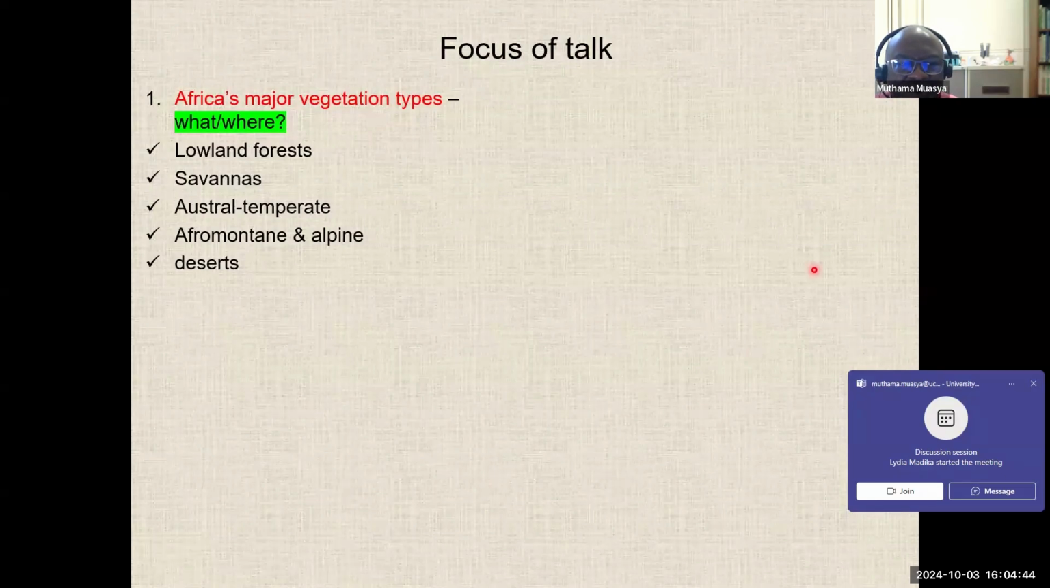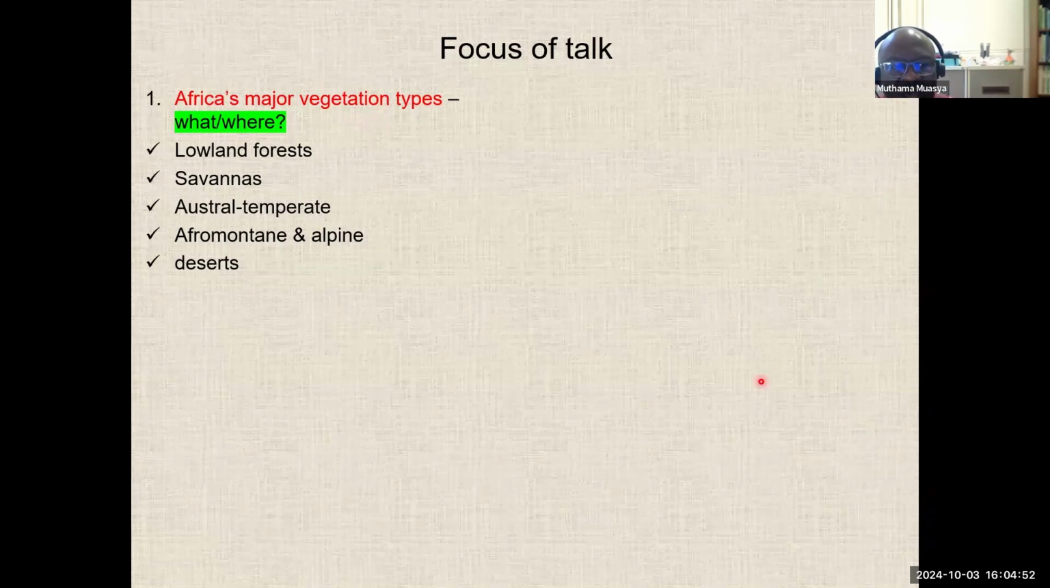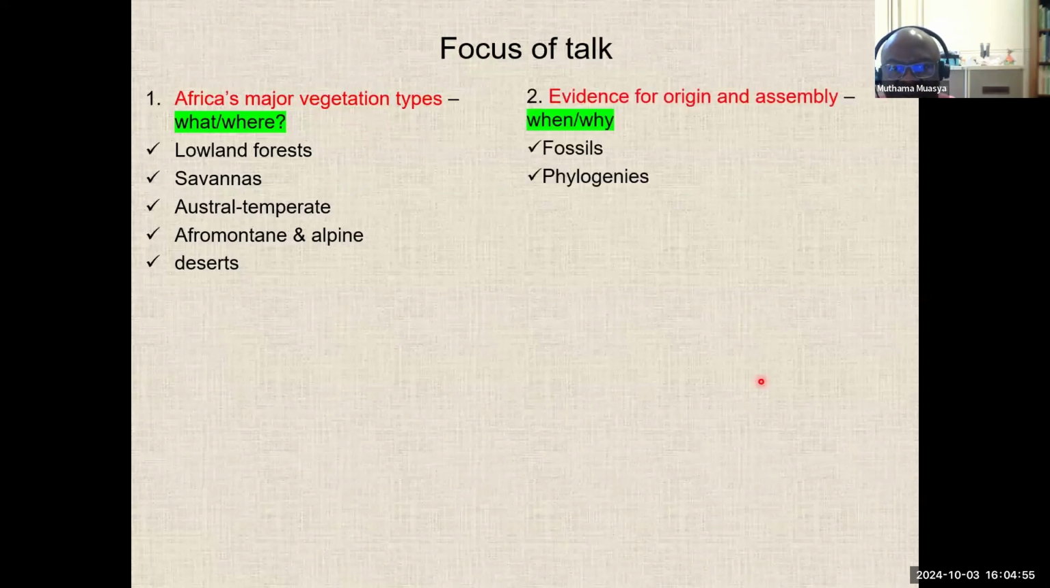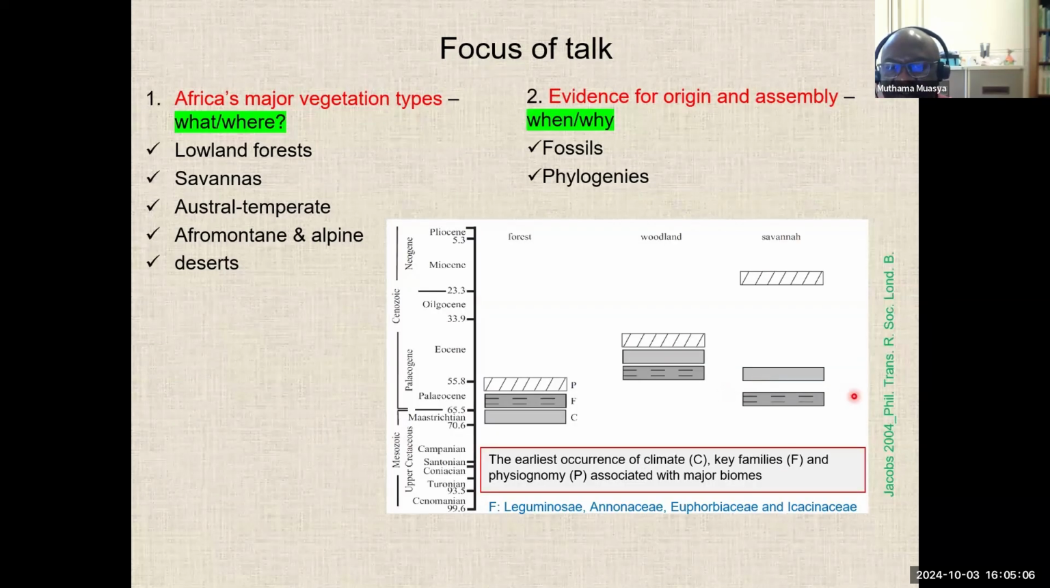My talk today will look at the African flora, and will ask questions on what main assemblages we have, and where we have them. I will attempt to use especially fossils and phylogenies to ask a question on their origin and assembly. This is done in the context of our accepting that Africa is fairly poor in fossils. In this work by Jacobs and co-workers, looking at the Miombo woodlands, they showed that in the Eocene, there is evidence that the lineages which make up the Miombo were there in the fossil record.